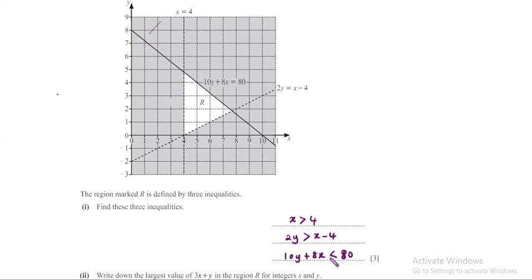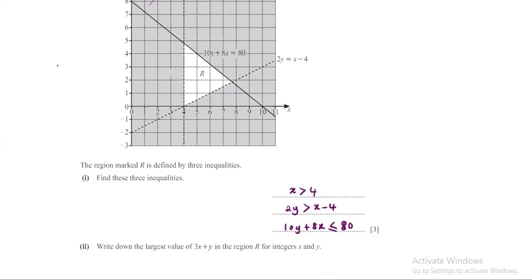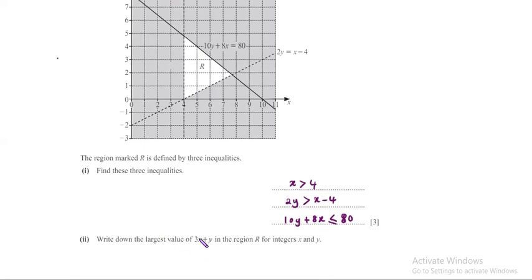Therefore, I need to make sure to write this inequality sign with a line under. So this is how it should be written. Now, the next part of the question is where we write down the largest value of 3x plus y in the region, for the integers x and y. It clearly states that x and y are integers, which means they are whole numbers.